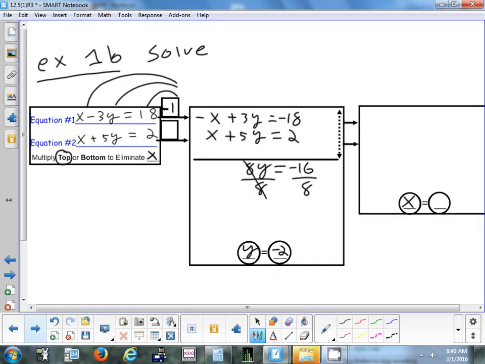Okay, when you fill y back in, you always want to make sure you use the original equations. Always go back to the very beginning. All right, Alex, which equation do you want to plug y back into? Top or bottom? The top. Top, okay. So we're going to fill in -2 right there. So we're going to have x minus 3. Okay, and what am I filling in for y, Alex? -2 equals 18.